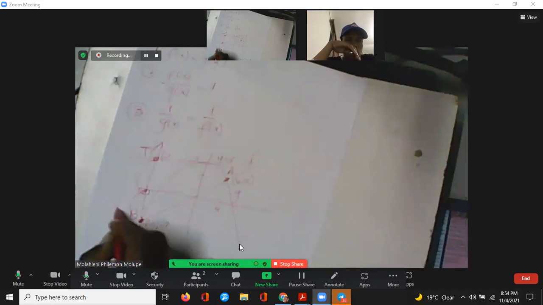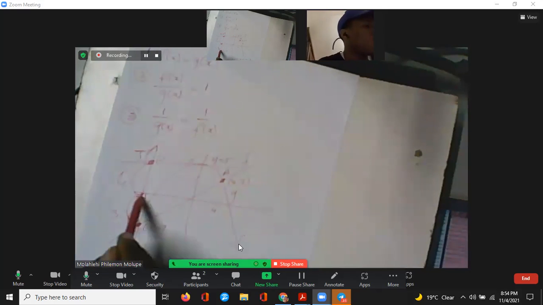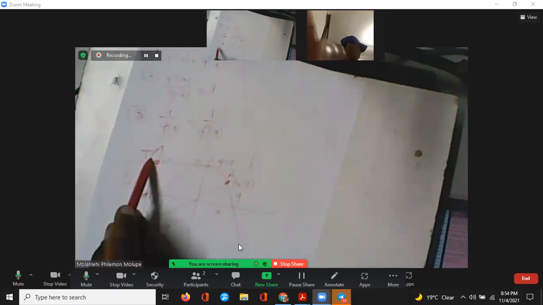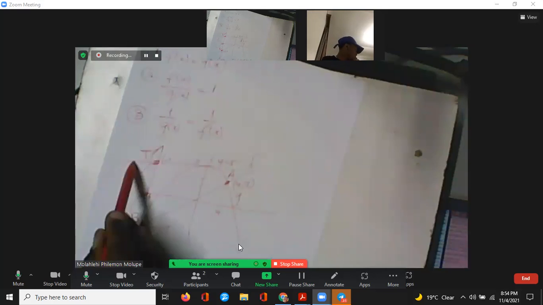Then you must also know the distance. Somebody talks about the distance from here to here. It's minus three, therefore the distance is three. Then if T to B is nine, this will be six. So if the distance T to B is nine and the coordinate is minus three, this will be three, and this one will be six in order for this to be nine.